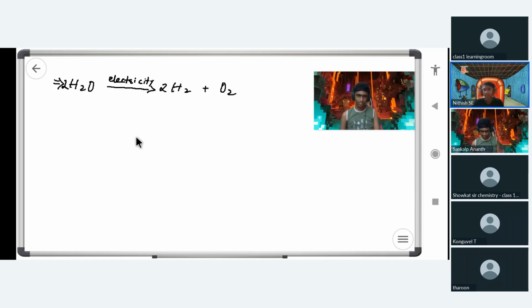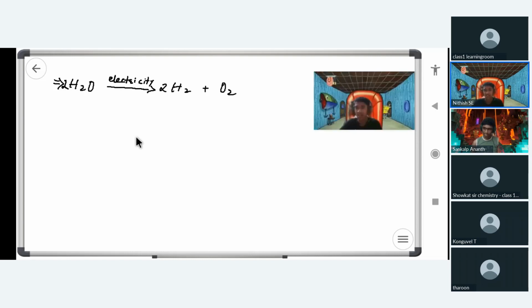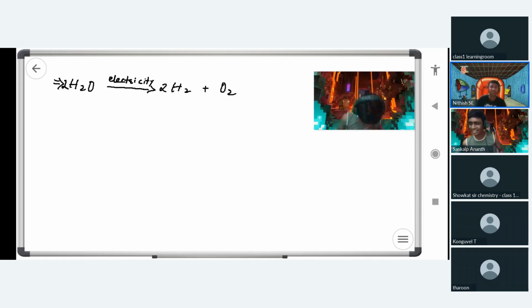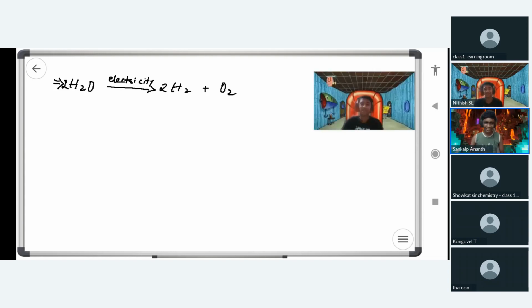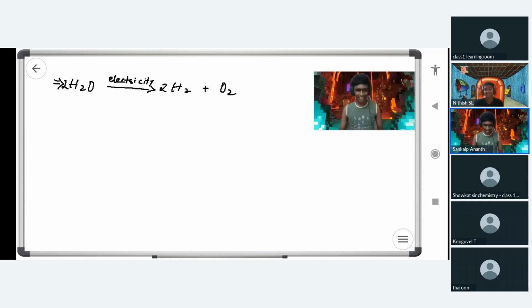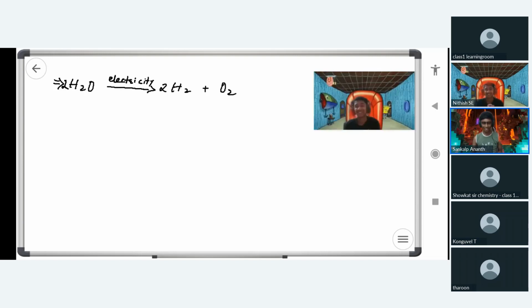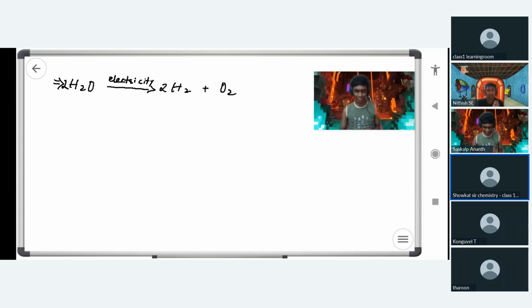But sir, it still contains H2SO4, right? Exactly. Whenever we do the electrolysis of water, it should be impure, so that's why we add a few drops of sulfuric acid in order to make it conductive.